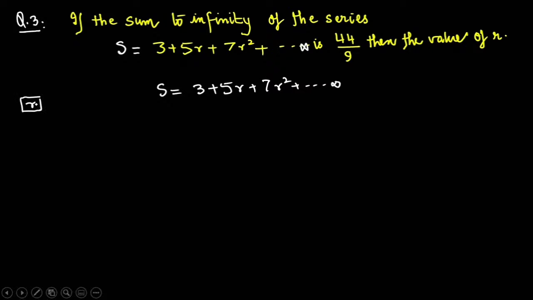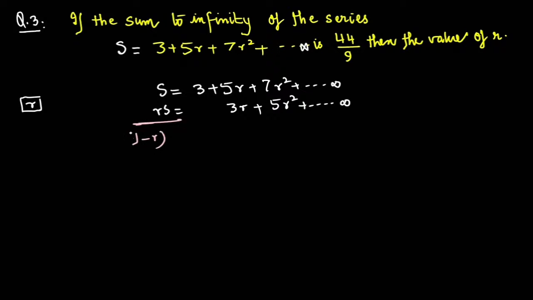Again, multiplying both sides by r, it becomes r into s. This 3 multiplied with r becomes 3r. 5r multiplied with r becomes 5r square, and it keeps on increasing to infinity. Now subtract it. When I subtract, what does it become?